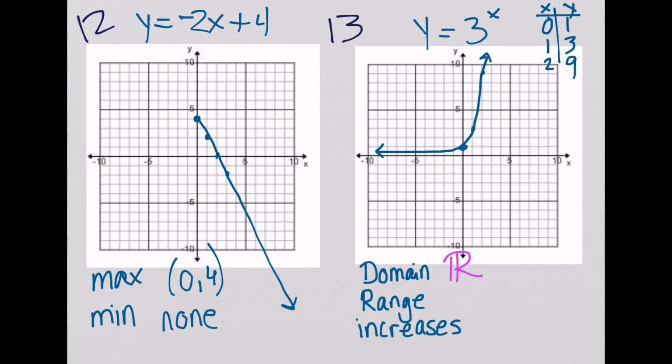What's my range, though? Laser horizontally. Okay, so my range is actually going to be all the y's greater than 0. It's never actually going to get to 0, this graph. And that's one way to write it. Another way you could write it is that 0 is less than y, which is less than infinity. There's a y there. Because it's never going to go below where y equals 0.